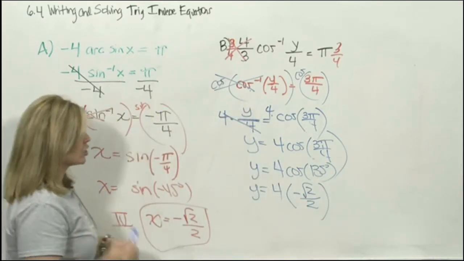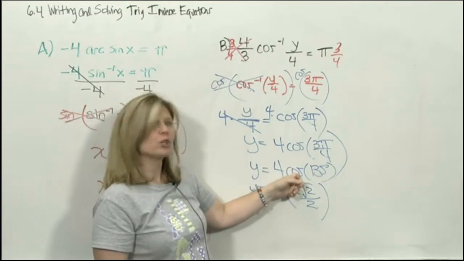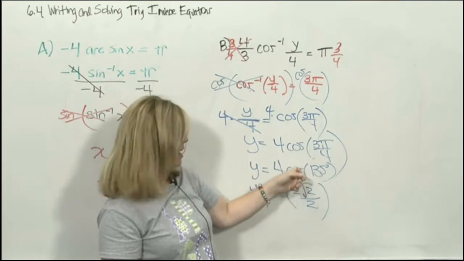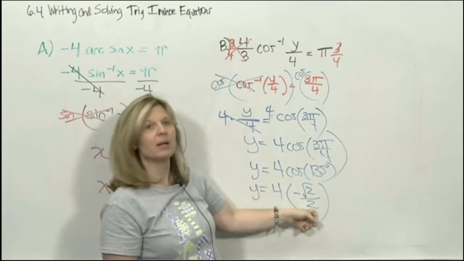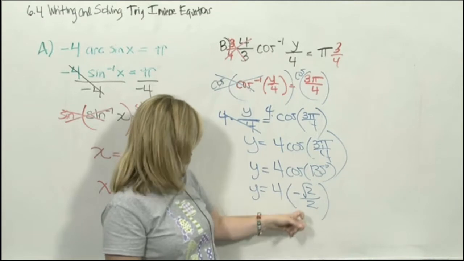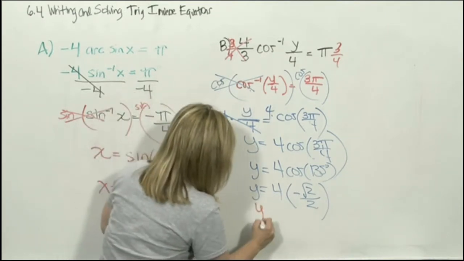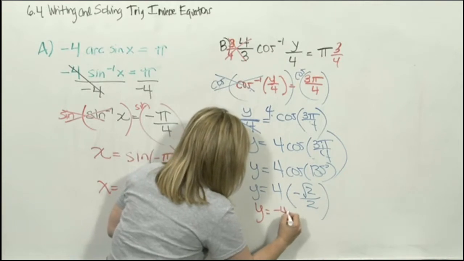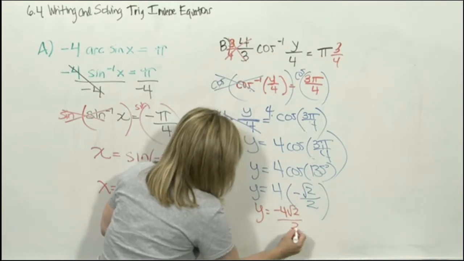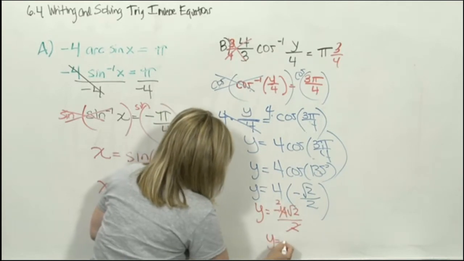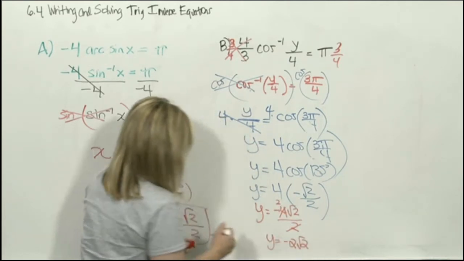So we learned in chapter 1, if I give you a trig function of an angle, whether the angle is in degrees or radians, you're to give me an answer that's a number. Now that's not the final answer, because I've got to multiply that by 4. So if I multiply my fractions, I get negative 4 square root of 2 over 2. These will cancel their whole numbers, and that would give me y is negative 2 square roots of 2.